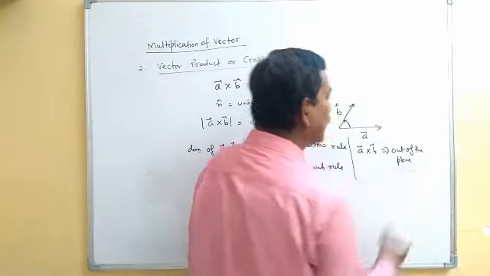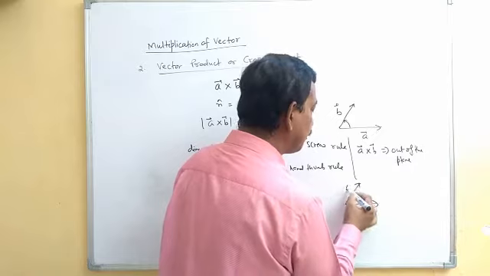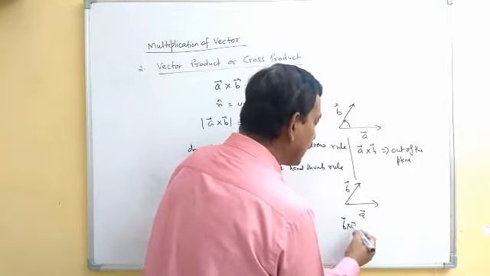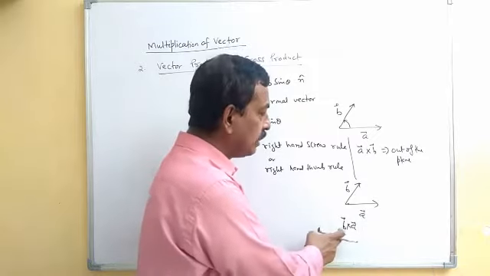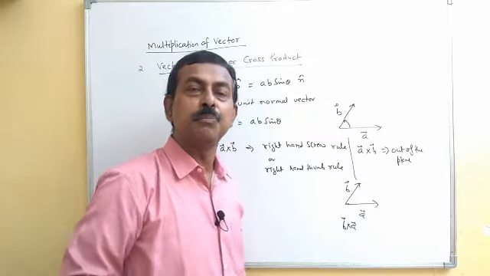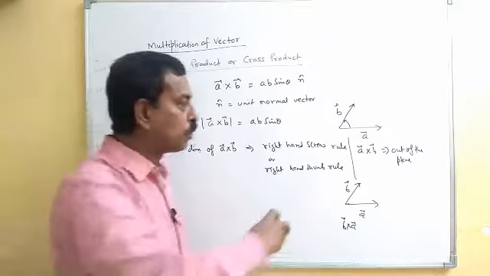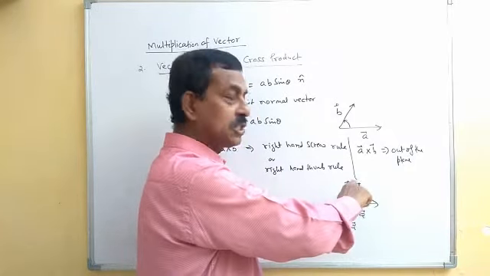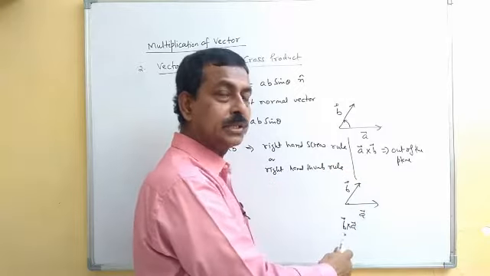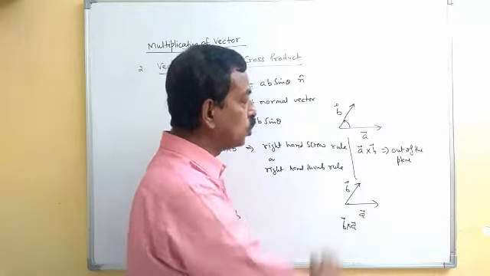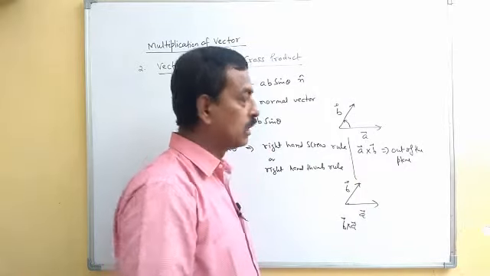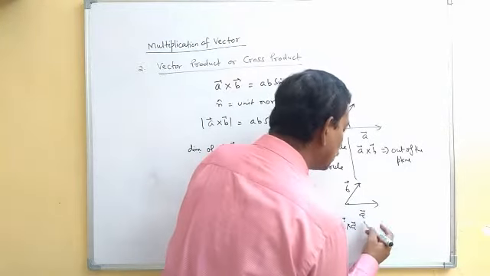If you consider that this is your vector A and this is your vector B, and now you are rotating from B to A, because it is given to find the direction of B cross A. So we'll rotate it from first vector to second through a smaller angle. So now we are rotating in this direction, that is clockwise direction. And if you rotate a right-handed screw in clockwise direction, the tip of the screw will go into the plane. So this direction will be into the plane.